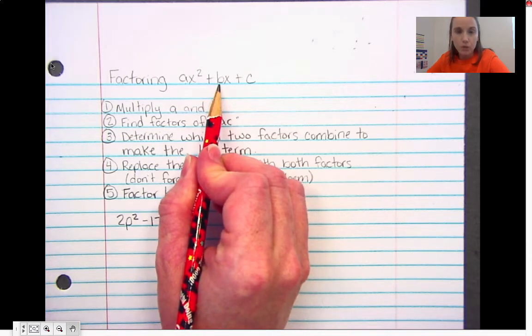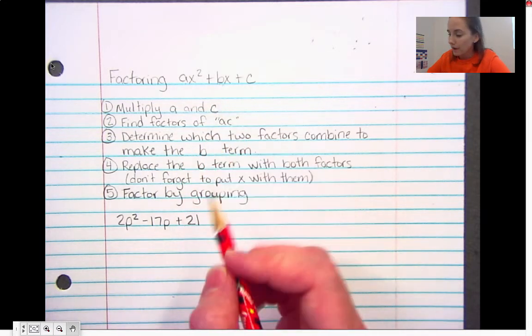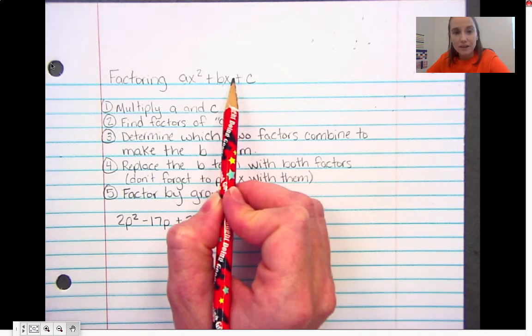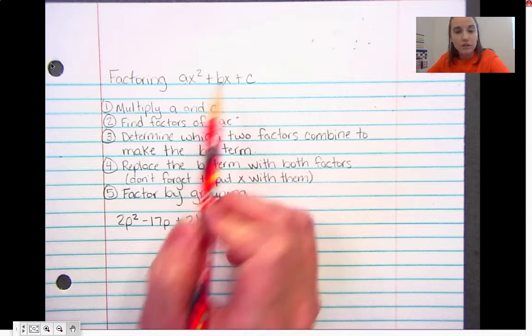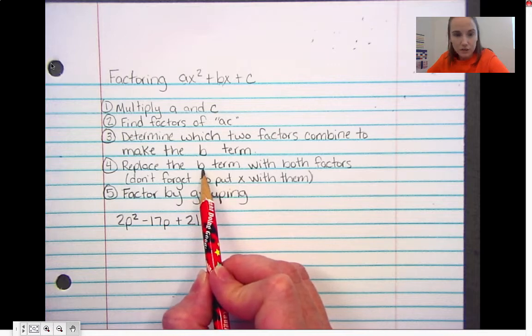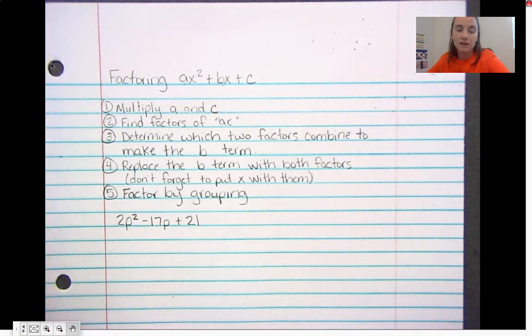Now, at this point, when you have chosen the two factors that give you b, you will have to rewrite your expression, replacing the b term with the two terms that you chose. So you'll replace the b term, and now you've turned this expression into an expression with 4 terms instead of 3 terms. And at that point, you'll factor by grouping because it has 4 terms. And if you forgot how to factor by grouping, please go back and watch that video.